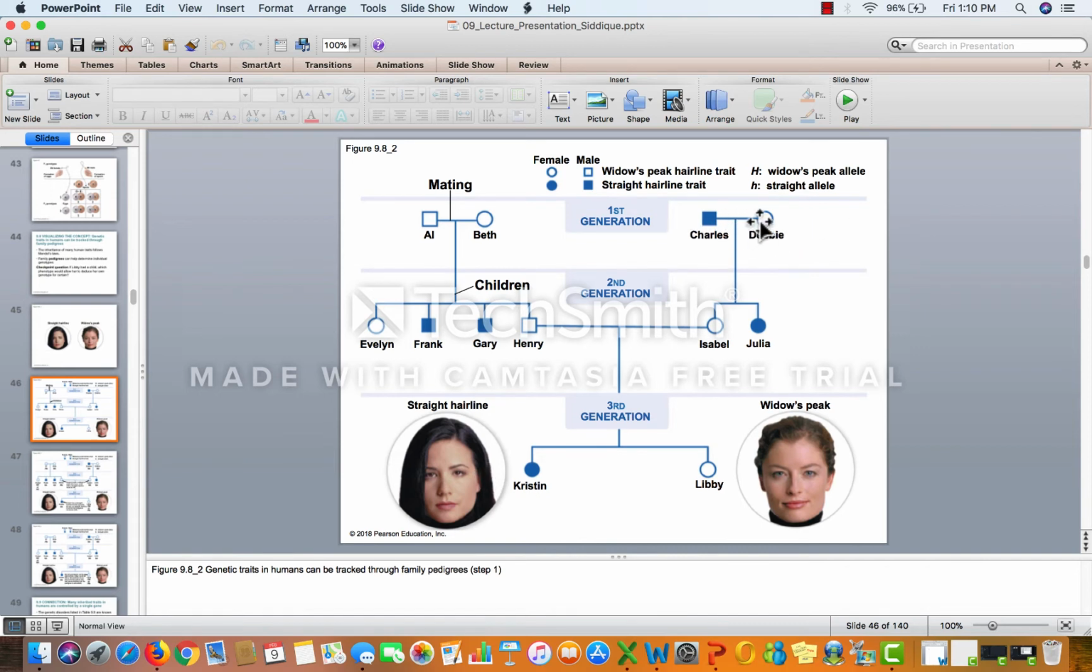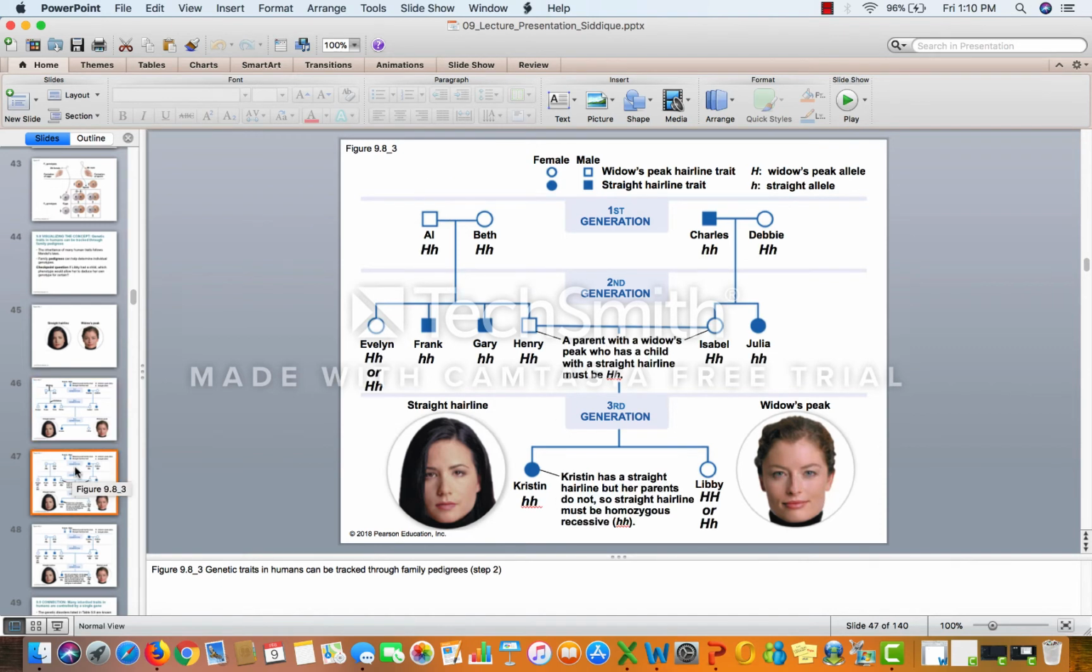Charles and Debbie are getting married over here. One of them has a widow's peak. Both of them end up with a widow's peak, having one with a widow's peak. So we're going to take a look at a parent, the parents Henry and Isabel. The parents both have widow's peaks, right? And they have a child who has to be a straight hairline.